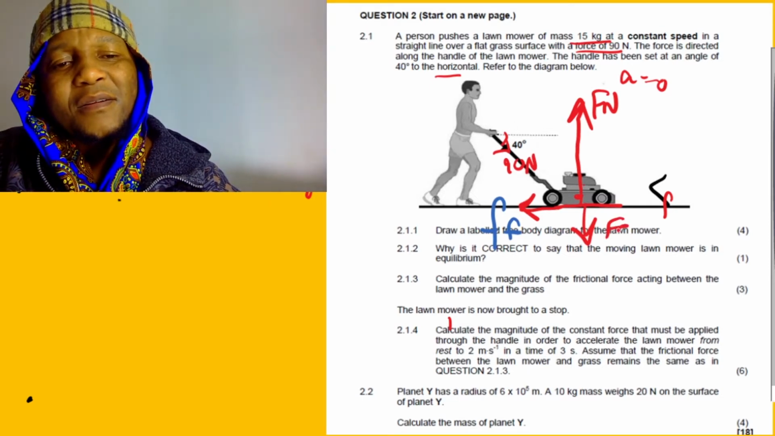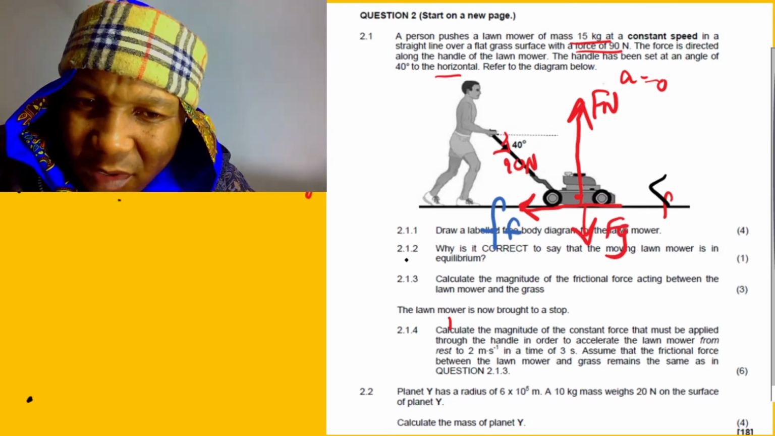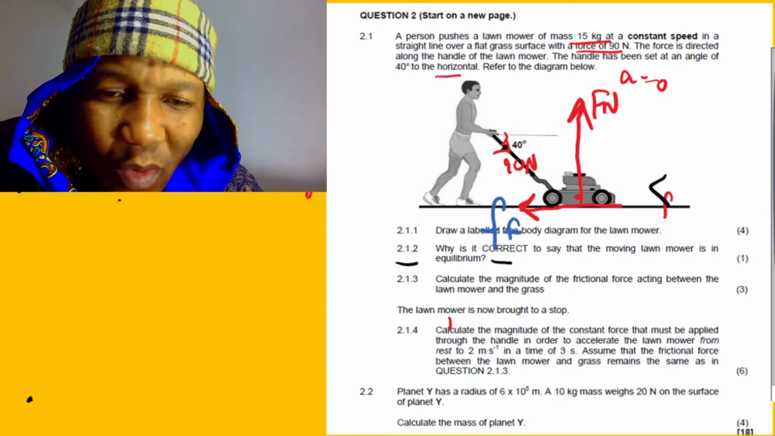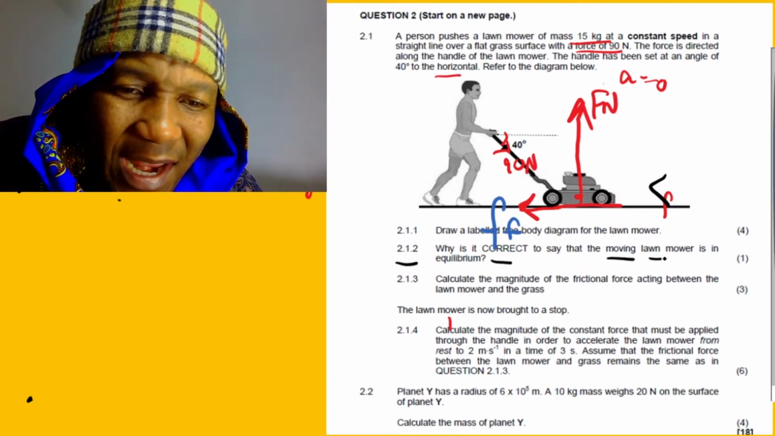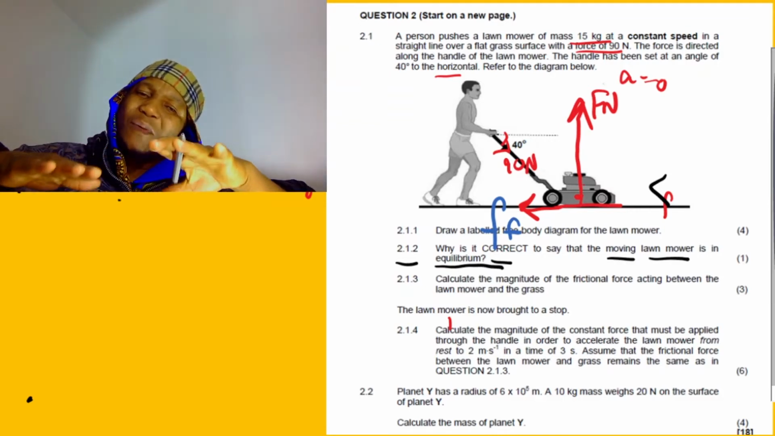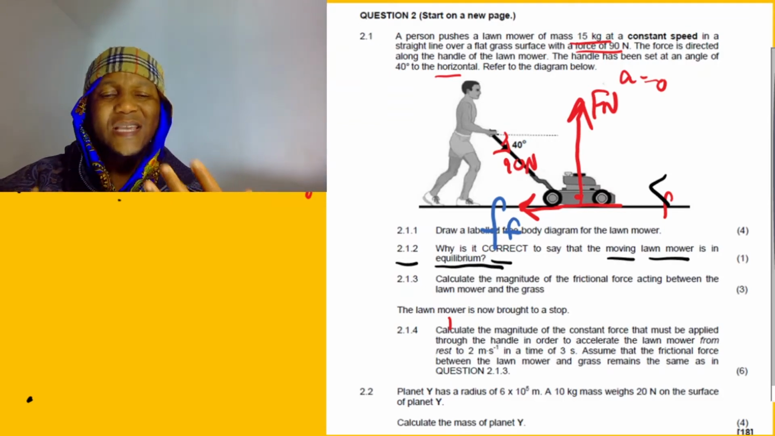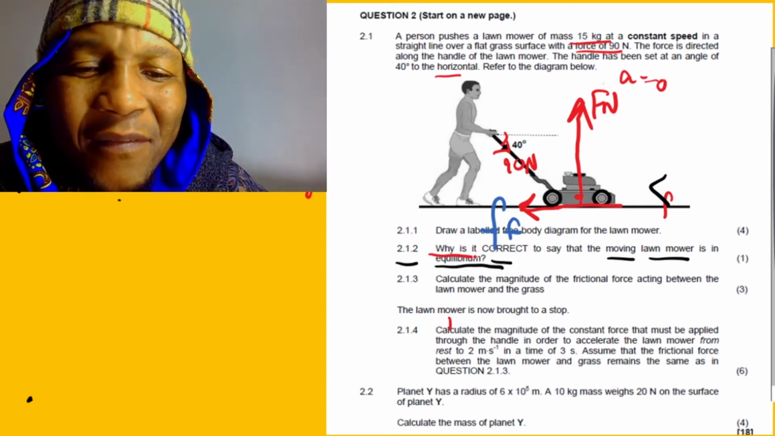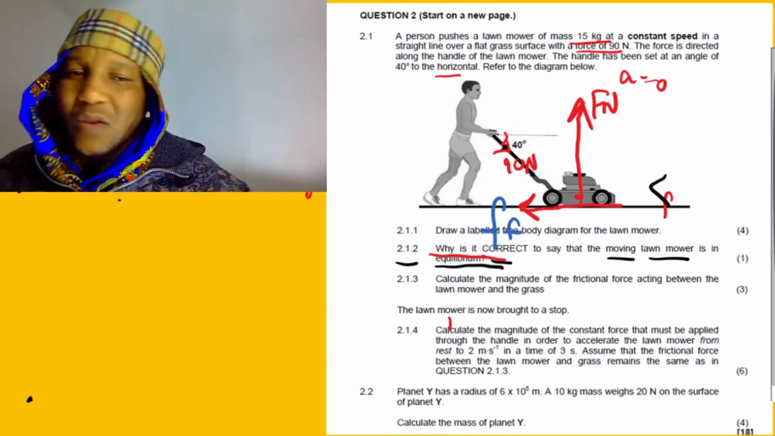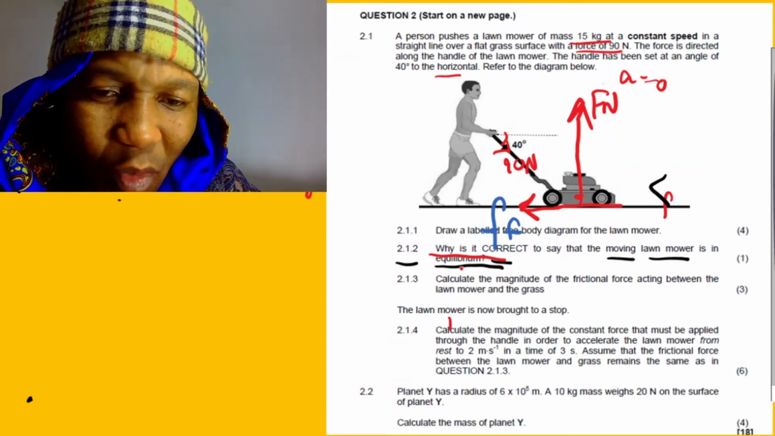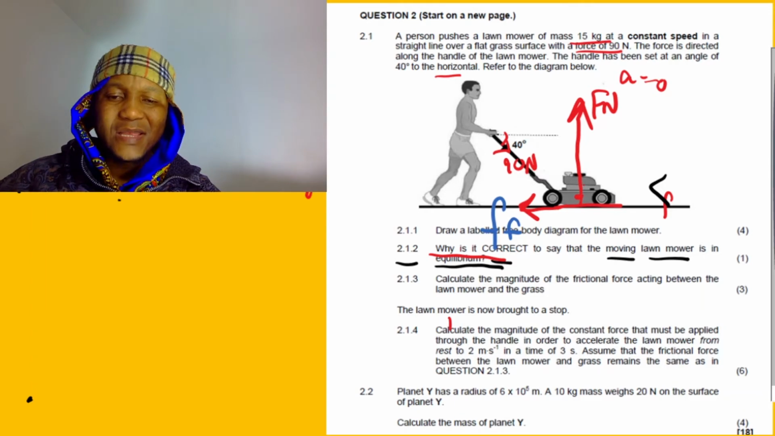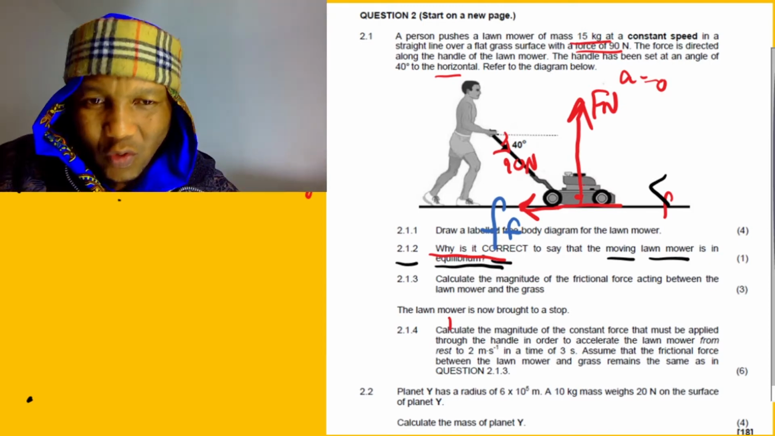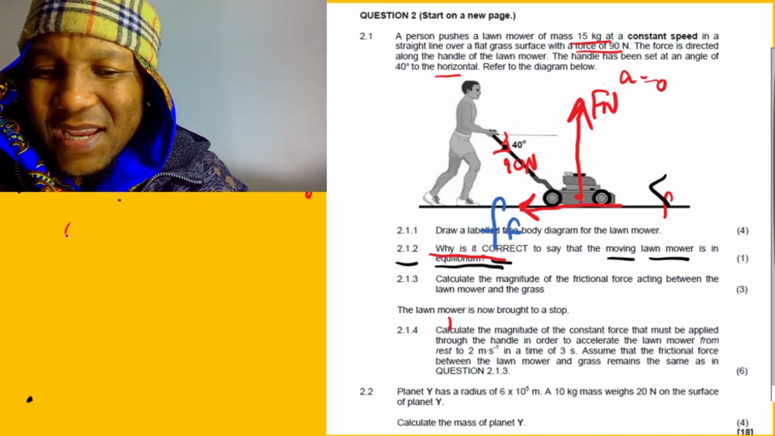Now what do they want for the second one? They say the lawn mower is at equilibrium. You know, equilibrium is something which is balanced. So when they ask which is the correct statement, the correct statement that the lawn mower is at equilibrium. When you say something is at equilibrium, it means this lawn mower will move with a constant speed, because moving with a constant speed means it does not accelerate.